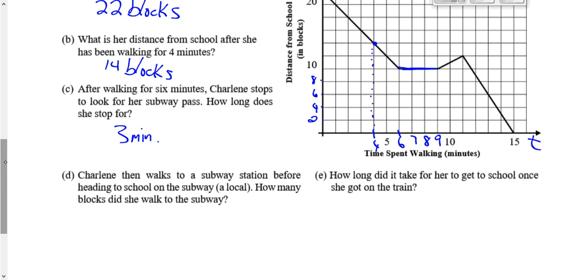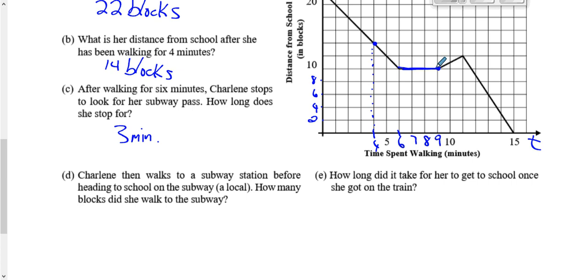Okay, before heading to school, how many blocks did she walk to the subway? Yeah, 2. At 9 minutes, what was her distance? Why are you talking about minutes when we're talking about blocks? Because the blocks happen as a function of minutes. Alright, wouldn't that be 2 blocks?